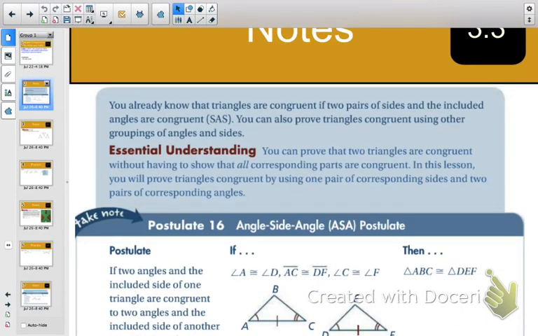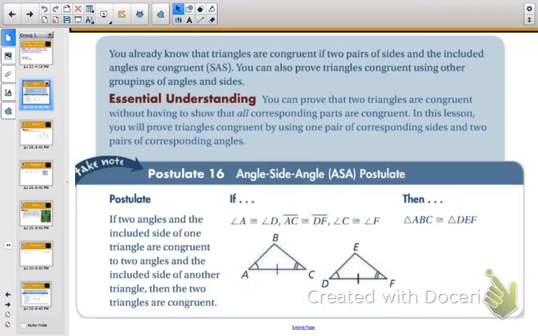Alright, so it says you already know that triangles are congruent if two pairs of sides and the included angle are congruent, so SAS, side angle side. We can also do that using different groupings of angles and sides. You can prove that two triangles are congruent without having to show all corresponding parts are congruent, so we don't have to show everything is congruent. Similar to the SSS or SAS, we only had to show those three things. So today we're going to talk about a couple more.